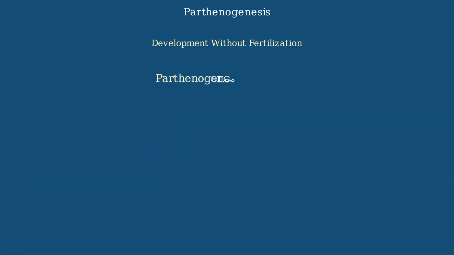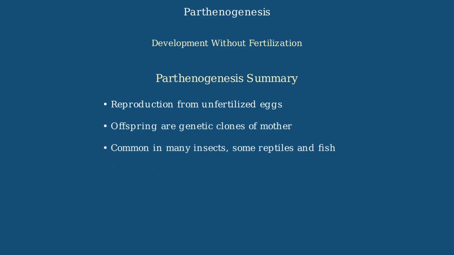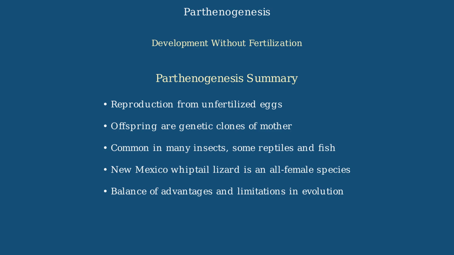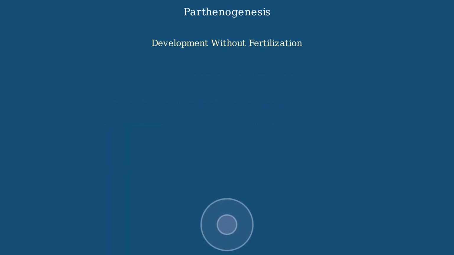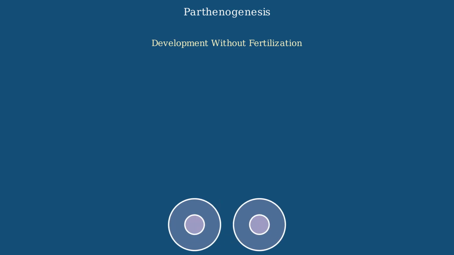To summarize, parthenogenesis is a fascinating reproductive strategy where offspring develop from unfertilized eggs and are genetic clones of their mother. This process occurs naturally in many species and represents an important evolutionary adaptation. This reproduction method showcases the remarkable diversity of strategies that have evolved in nature.